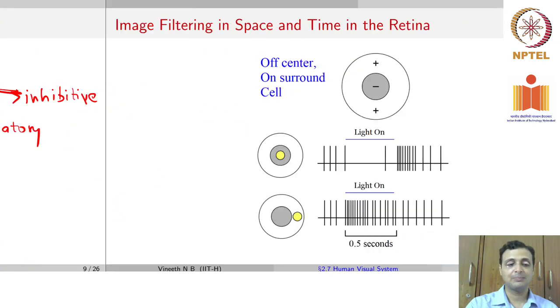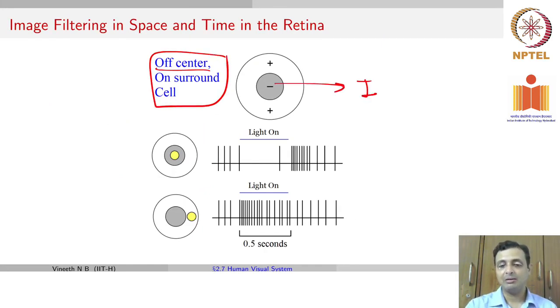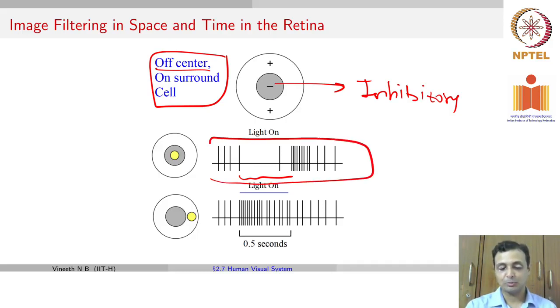You also have the converse, where you have an off-center and an on-surround cell, in which case you have an inhibitory cell in the middle and then an excitatory around it, flanked on either side. In this case, when the photon or the light is on and the photon falls on the middle cell, your action potentials or your spikes stop for some time. So this particular set of spikes are spikes that you get over time. Right?